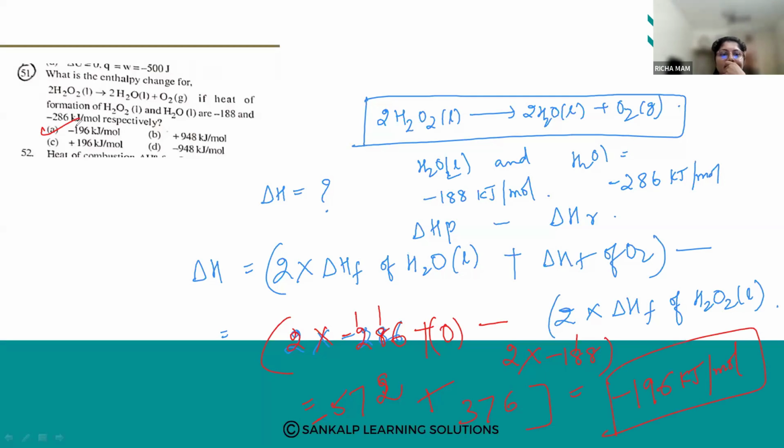Okay. Is it clear? So enthalpy. Heat of formation values are given. You have to find the enthalpy change. For enthalpy change, we have the formula. After substituting the values into the formula, we have got the final answer as minus 196 kilojoules per mole. Is it clear up to here? Yes. So if they have asked for enthalpy change and heats of formation are given, this is how you are going to solve it.